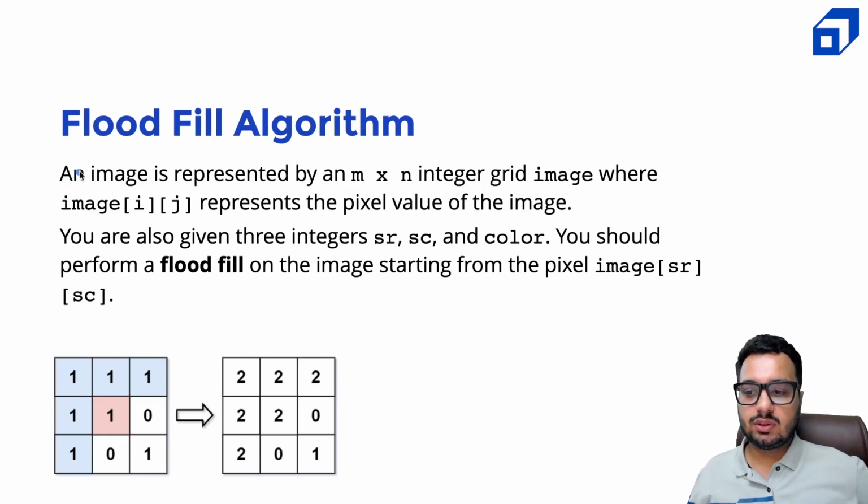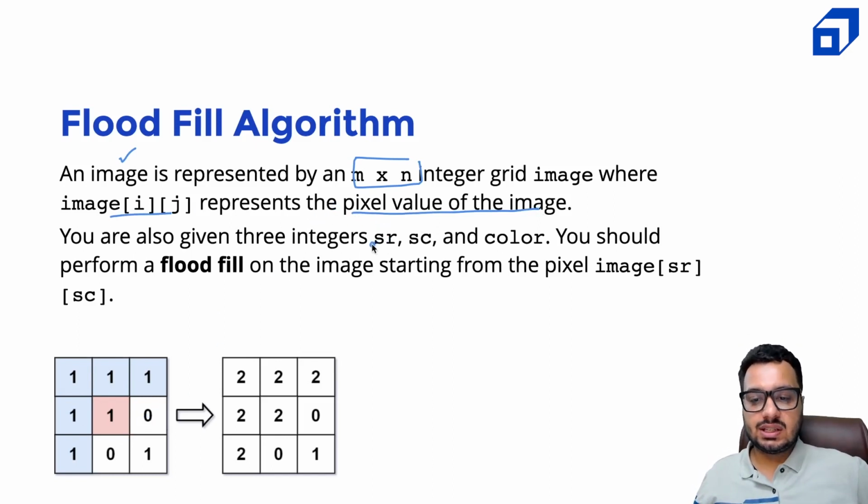2D matrix. So the image is represented by an m cross n matrix where image[i][j] represents the pixel value of the image. So 1 represents a color, 0 represents another color, and so on. You are given three integers, sr, sc and color. You should perform a flood fill on the image starting from the pixel at image[sr][sc]. Basically, you have to drop the paint bucket tool at some coordinate, sr sc, and it should do a flood fill.